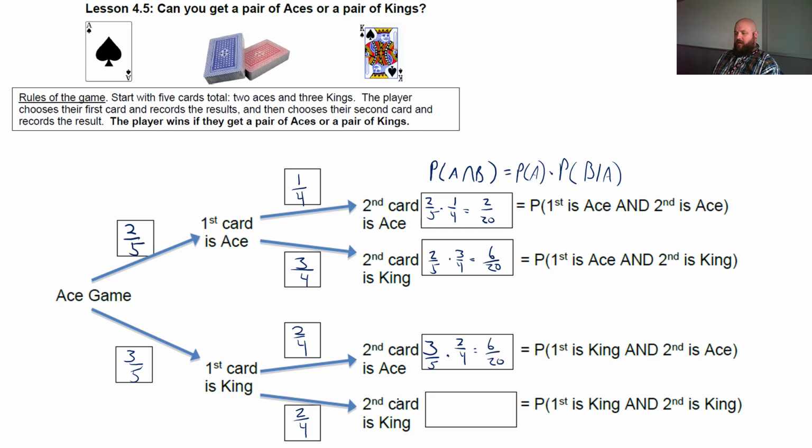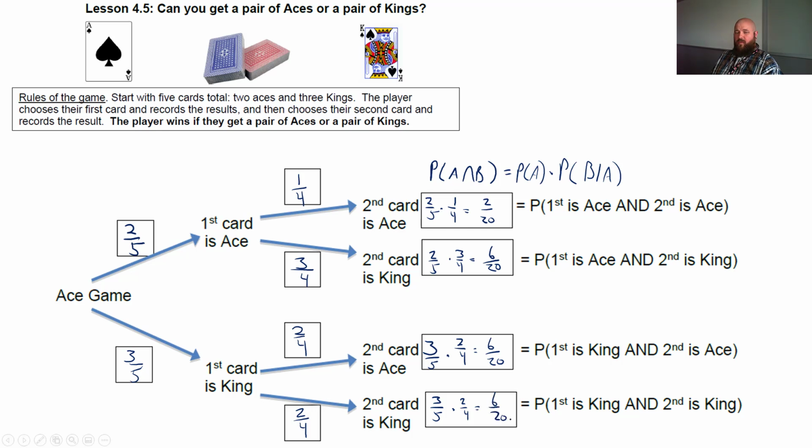And for this one, we have the first card as a king, which was 3 out of 5. So 3/5, multiplied times the probability of drawing the second card as a king given the first card was drawn as a king. That's 2/4. And again, we're left with 6/20.